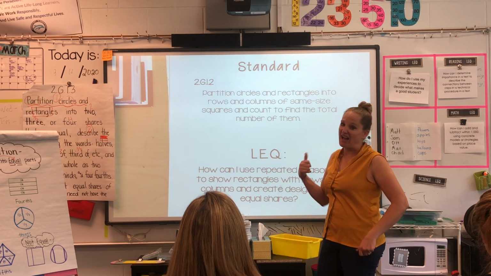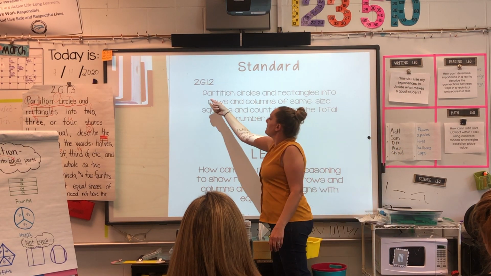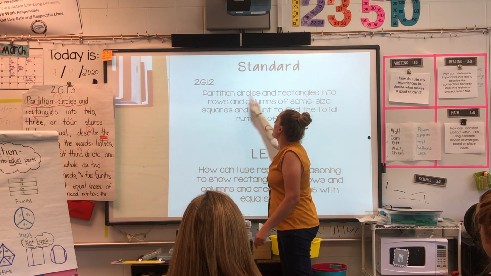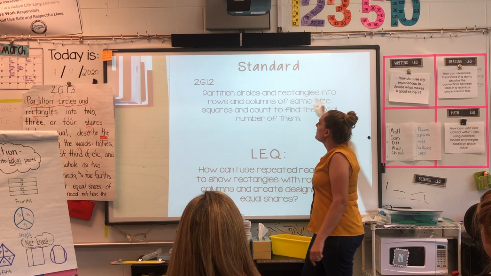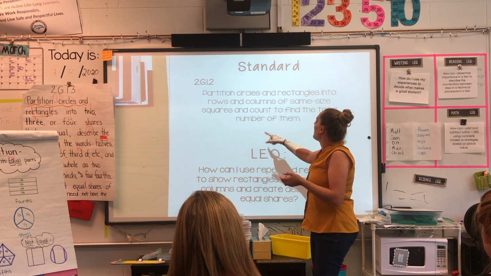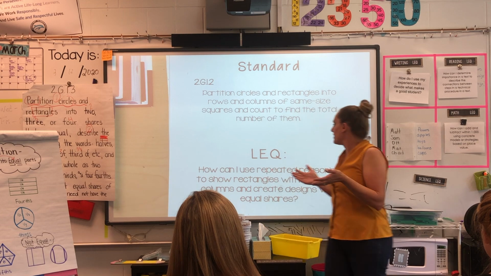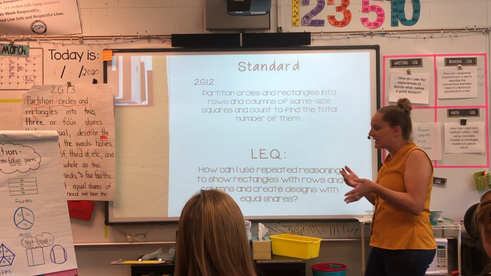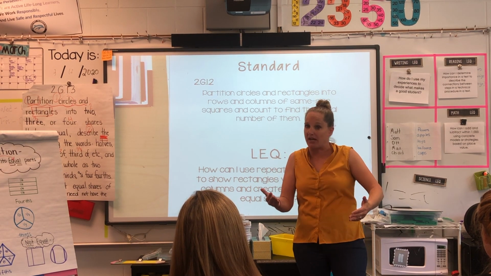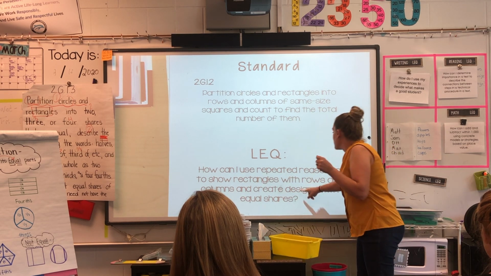So we are going to start the final lesson of chapter 13 with our standard and our LEQ. We are going to talk about partitioning, which we've discussed is parting out something, making equal parts, partitioning circles and rectangles into rows and columns of the same size squares, and then count them to find the total number of them. So what we're going to do is ask ourselves, how can I use repeated reasoning, repeated addition, which is a lot like our arrays, which we've been doing, to show rectangles with rows and columns and create designs with equal shares.